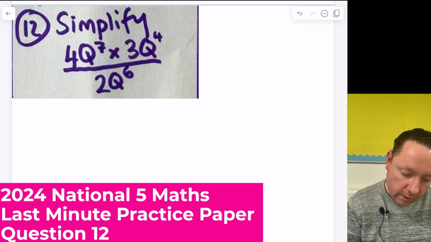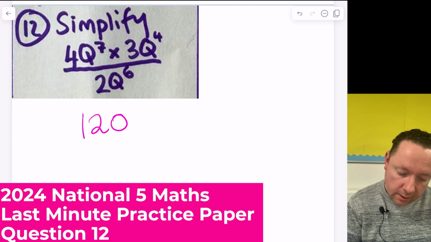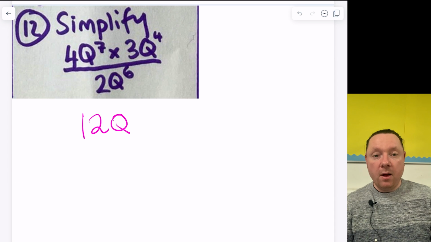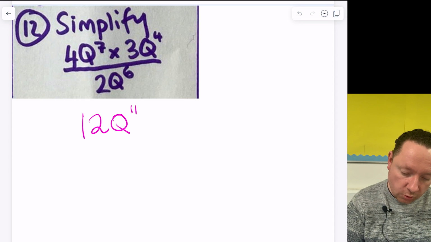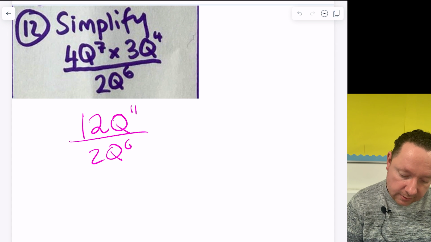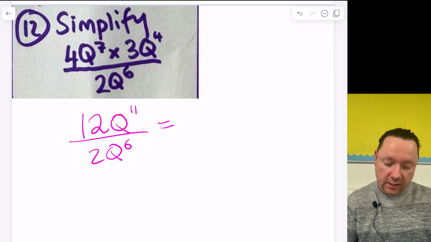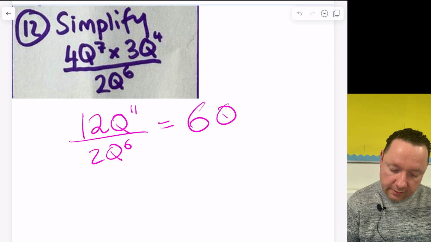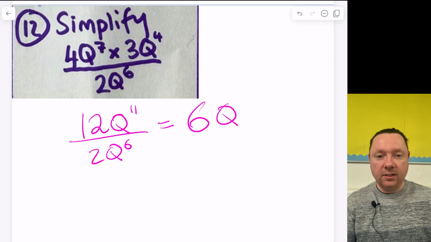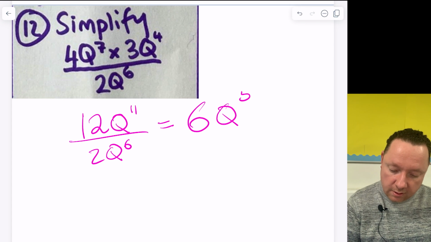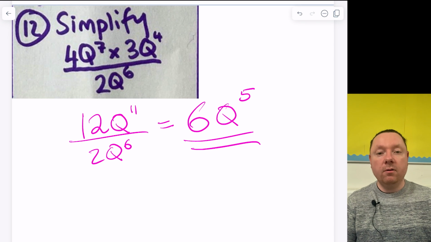Break fraction, okay, start with the top and then do the bottom. 4 times 3 is 12. Q. Times in with powers means you add the powers if the base is the same. 7 plus 4 is 11. Over 2, Q, 6. 12 divided by 2 is 6. Q. Taken away when you're dividing, so 11 minus 6, 10, 9, 8, 7, 6, 5. Nice and simple there, 6Q to the power of 5.